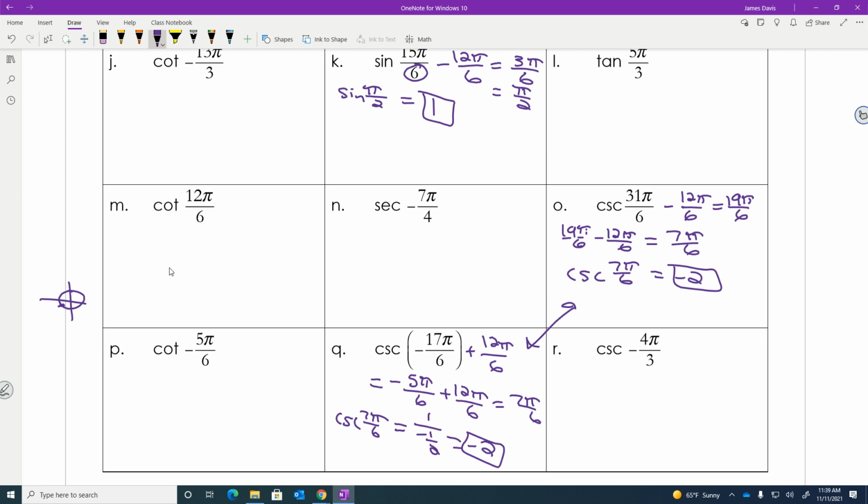On M, just to know, for whatever reason they just throw this as a fraction. But what's 12 pi over 6 the same as? Yeah, so it's actually just the cotangent of 2 pi.